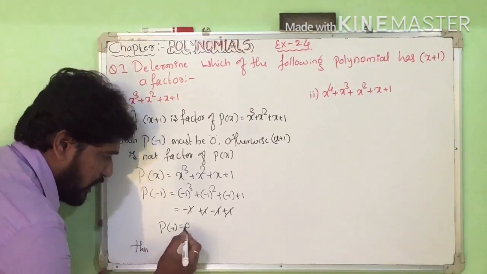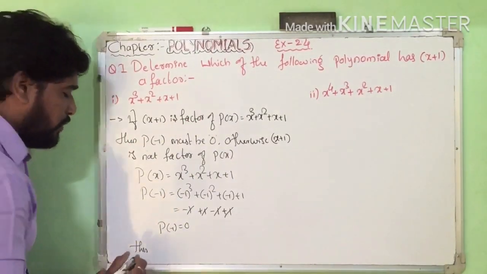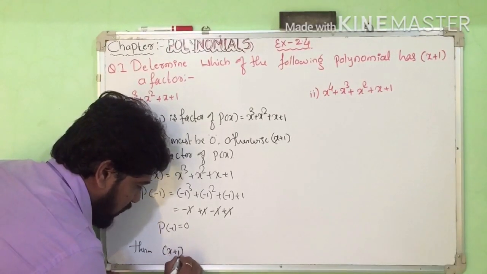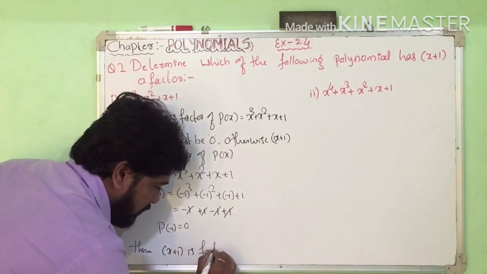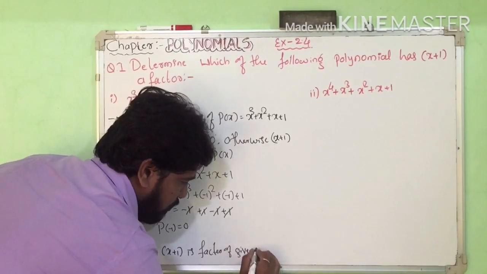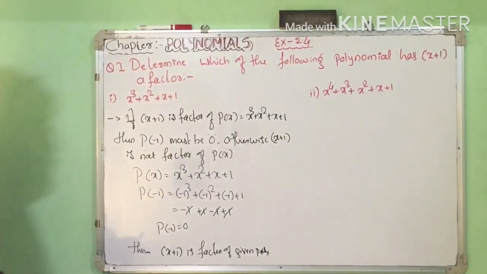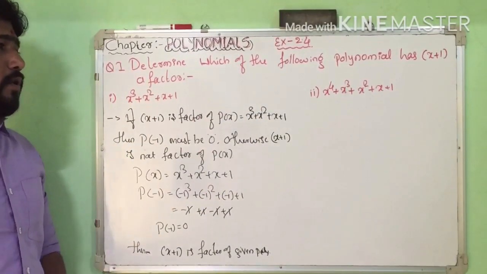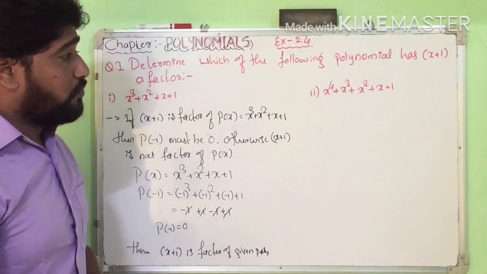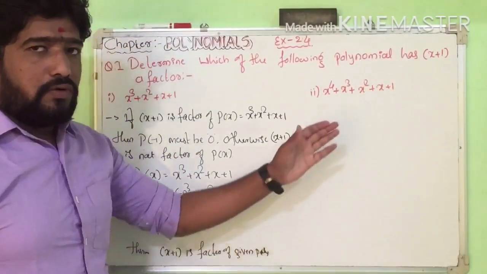Hence here the remainder is 0. So hence x plus 1 is a factor of the given polynomial. Is it clear? So similarly we will go to the next problem, that is x raised to 4 plus x cube plus x square plus x plus 1. We want to check whether x plus 1 is a factor or not, right?